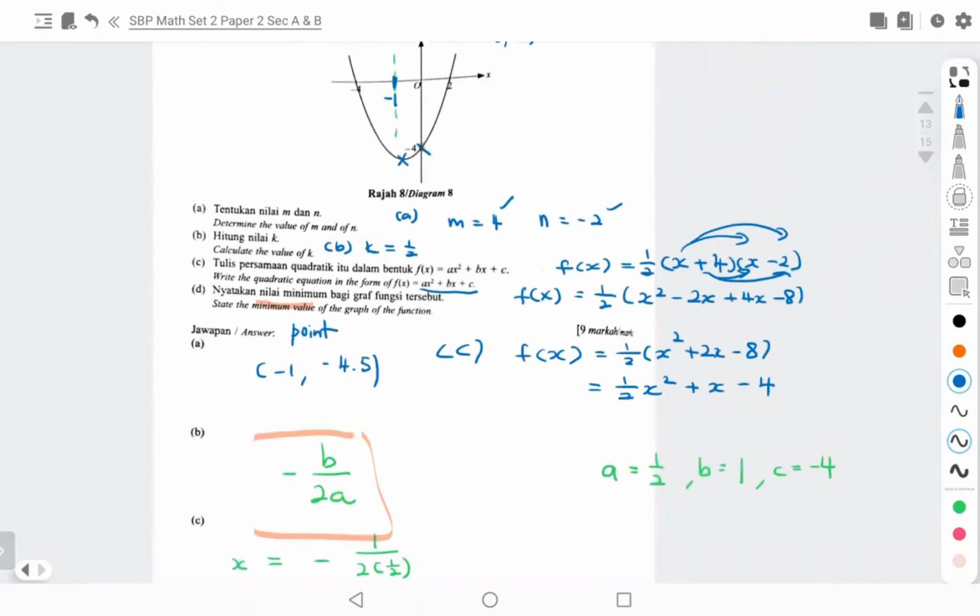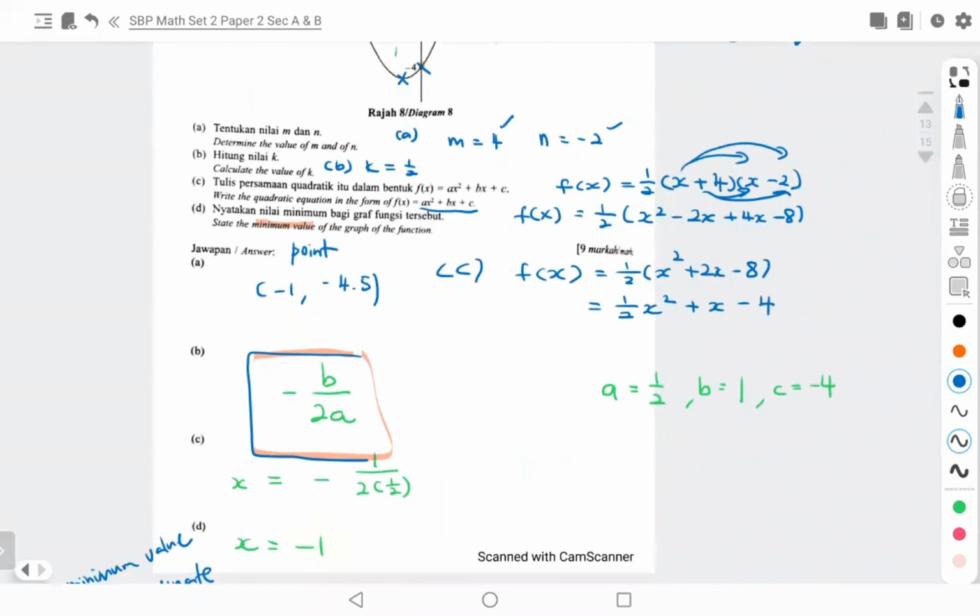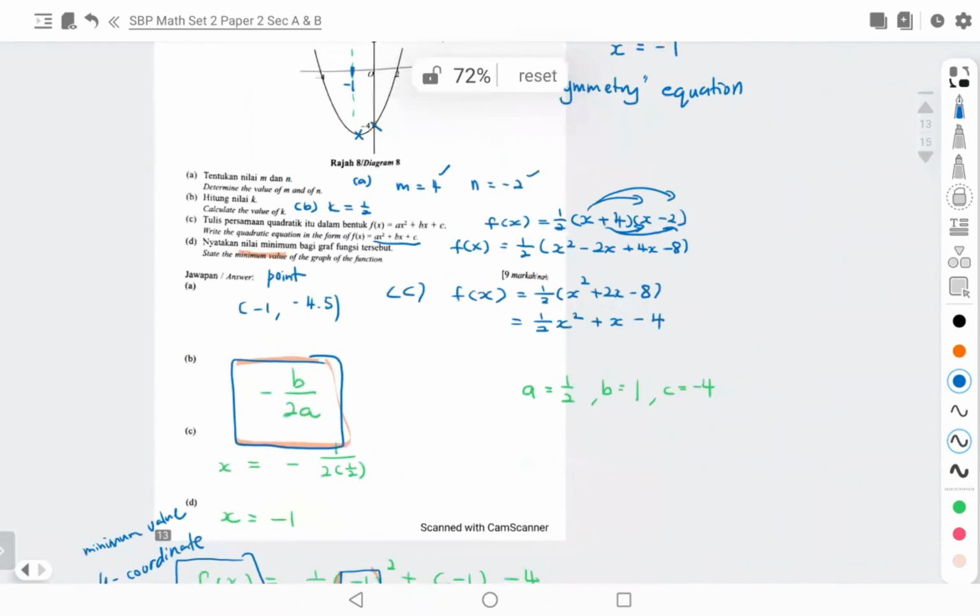Sometimes they will ask you to find the symmetry equation. So the answer would be x equal to -1. Symmetry means the line that cuts the shape into half. Okay, so this one is to find out the symmetry equation, and you can use this to find out the coordinate. So far so good?